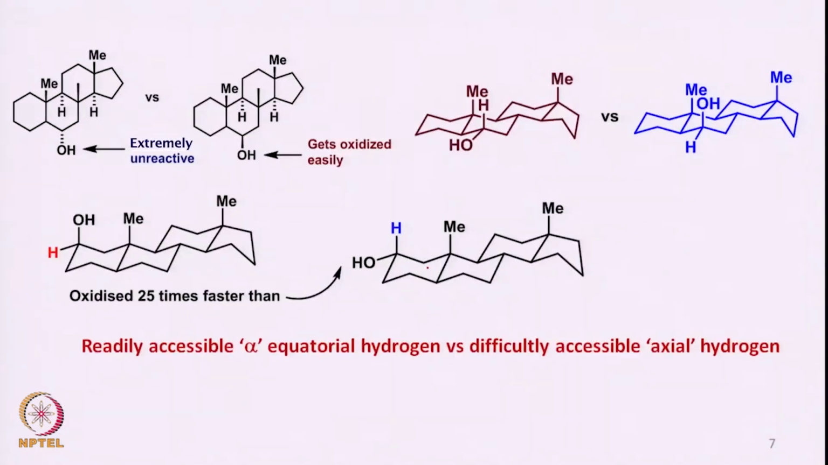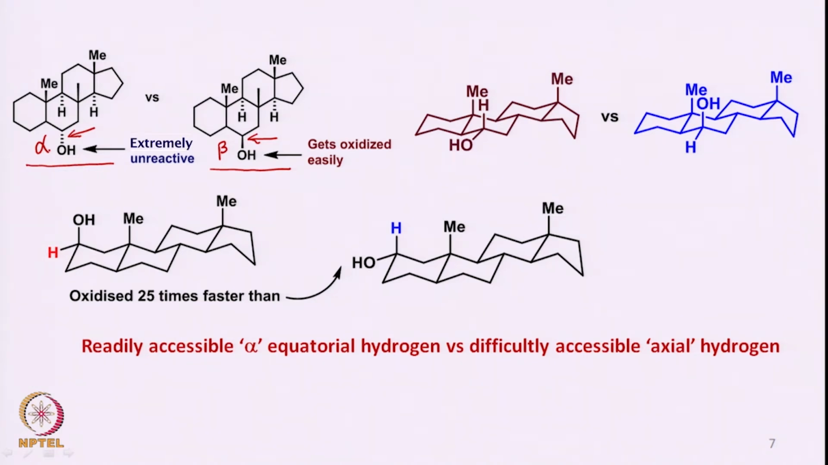Now there are a few more examples which I want to show you. Here is this particular molecule which has only one hydroxy group, with the hydroxy group alpha oriented, and in this case the only difference is that this is beta oriented. So it has been found that this particular hydroxy group which is beta oriented gets oxidized faster than the hydroxy group which is alpha oriented.